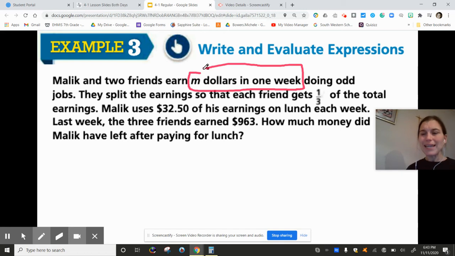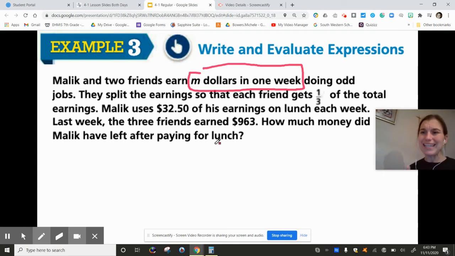What doesn't change is that they're always going to each get a third of it. And the other thing that doesn't change is that Malik is always going to spend the same amount on his lunch. So the things that aren't going to change, those are numbers. But the things that could change are variables. So let's use those variables and those numbers in order to create an expression.